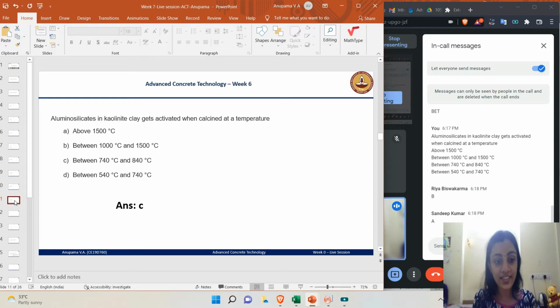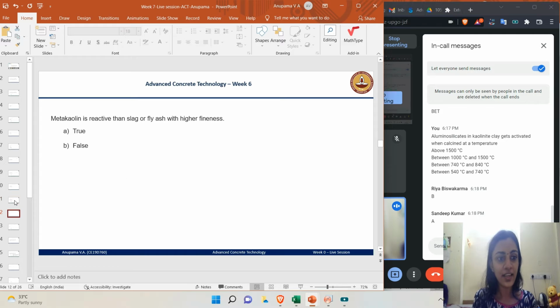The correct answer is C, that is between 740 and 840 degrees Celsius. Kaolinitic clays are mainly composed of aluminates and silicates. For it to react, these aluminates and silicates must be activated. That activation happens at this temperature range. Keep it in mind, 740 and 840. Okay, moving on to the next question.